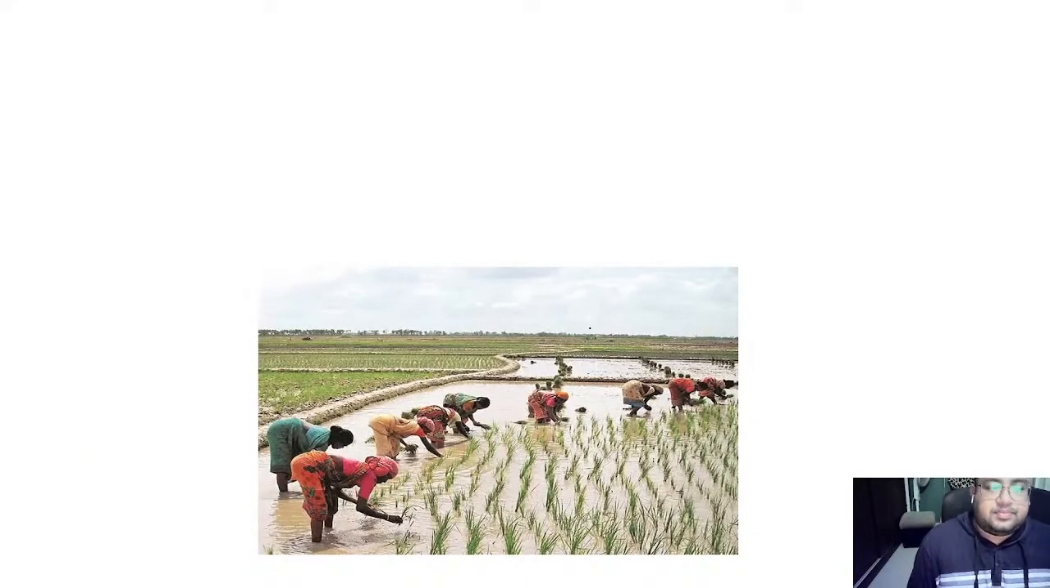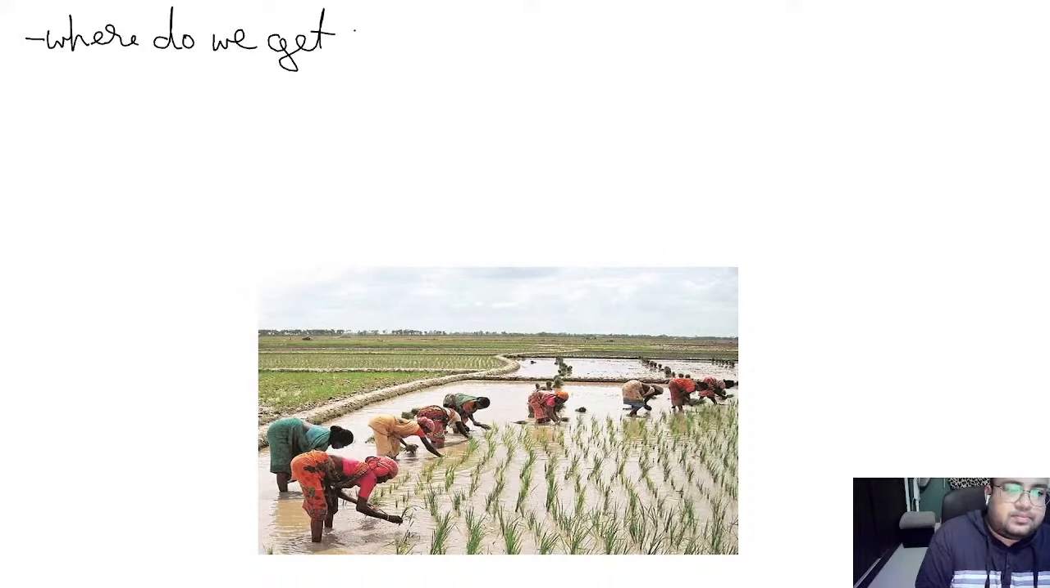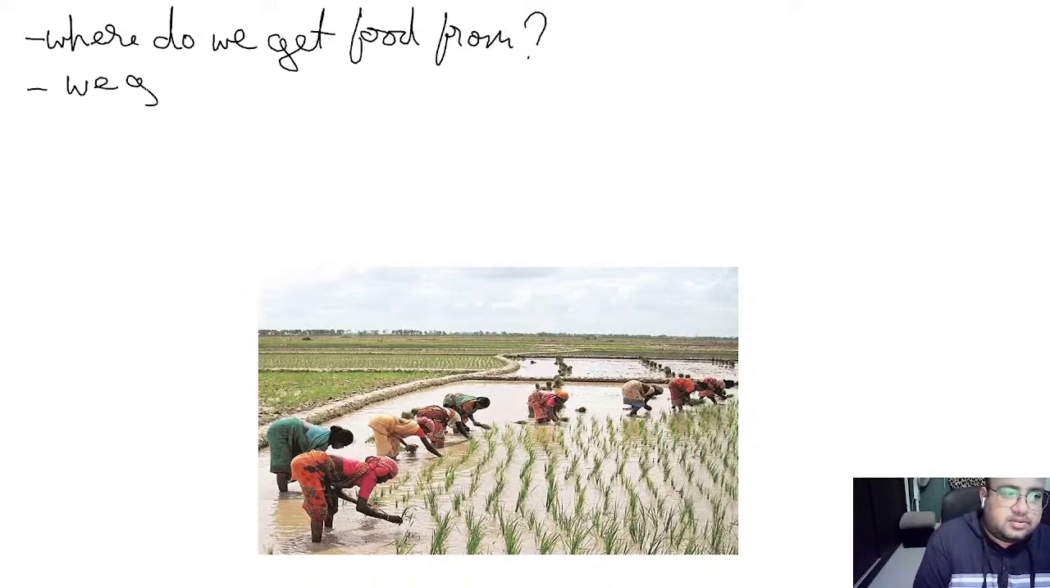Okay. So we discussed about food, we discussed about food variety, we discussed about food material. So now we are going to discuss where do we get food from. Okay. So this answer is short. We get food from plants and animals.